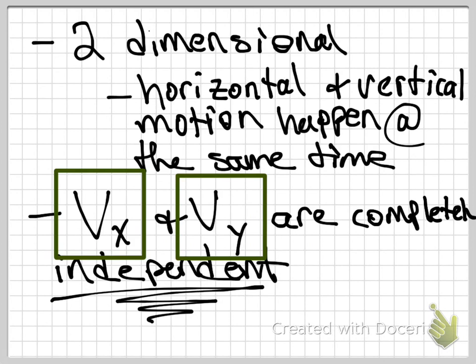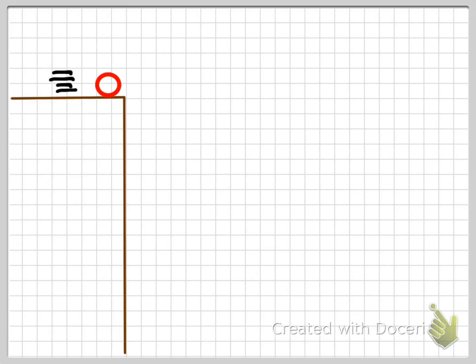So the first example, and really the only case we're going to look at here, is a projectile launched with zero vertical velocity. So the easiest one to see is a ball rolling off a table. So let's make a little table here. All right. So if we have a ball that's rolling, it's rolling off the table.